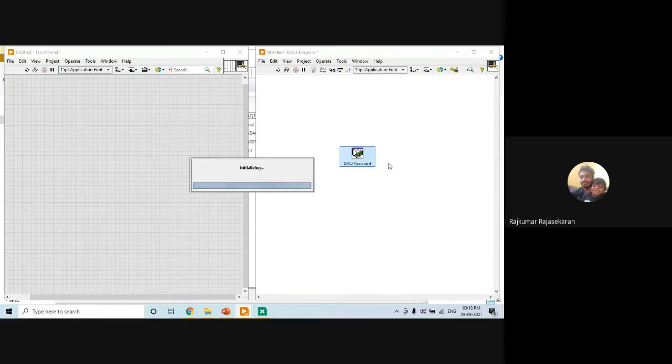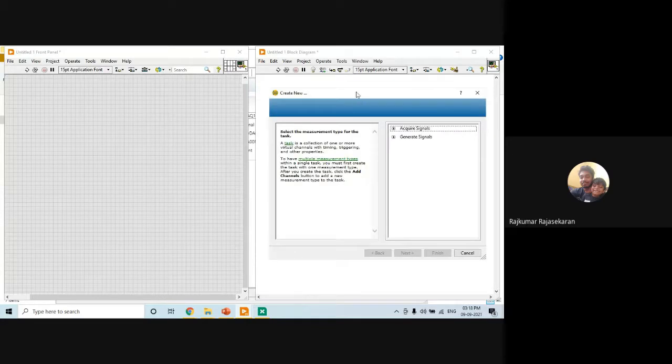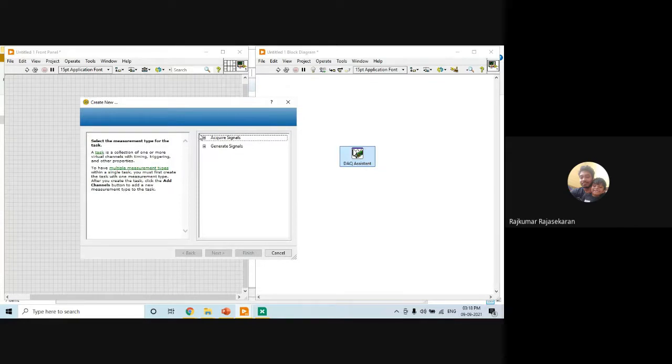And here, no specific programming knowledge of LabVIEW is required. You just drag and drop that function. What it's going to do is ask us some simple questions. It's going to ask us what type of measurement task we need to do.